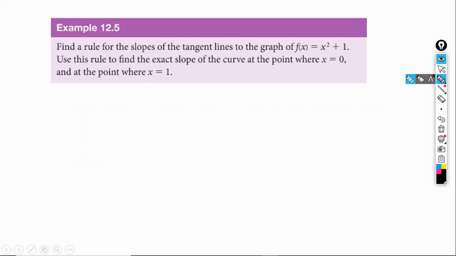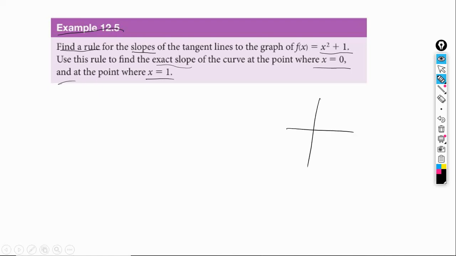So here we are with example 12.5, and they say find a rule for the slopes of the tangent lines to the graph of f of x equals x squared plus 1. Use this rule to find the exact slope of the curve at the point where x equals 0 and at the point where x equals 1. So just so we understand what they're asking us to do, they're saying use the derivative rule to find the general rule for the derivative of this function at any point.